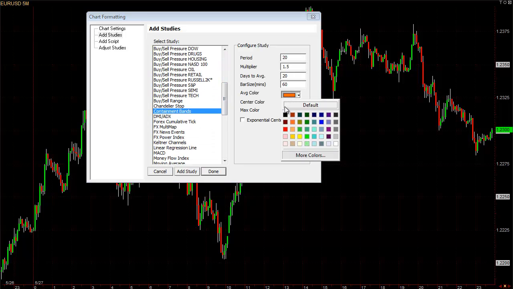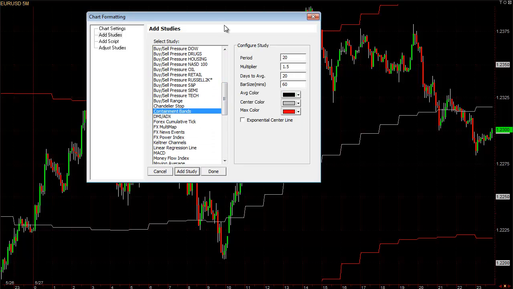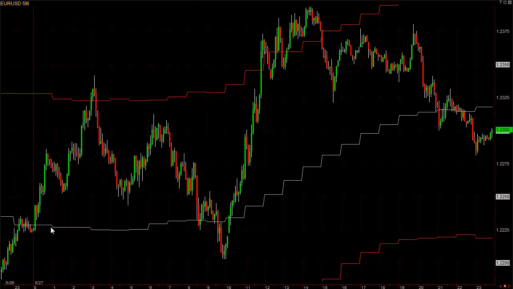I like to black out the average color, and this is a dual purpose tool that shows you both the hourly chart's 20-period simple moving average. Above that level you want to focus on buys and looking for buys, and below that level you want to focus on sells. Now this is a dual purpose tool.